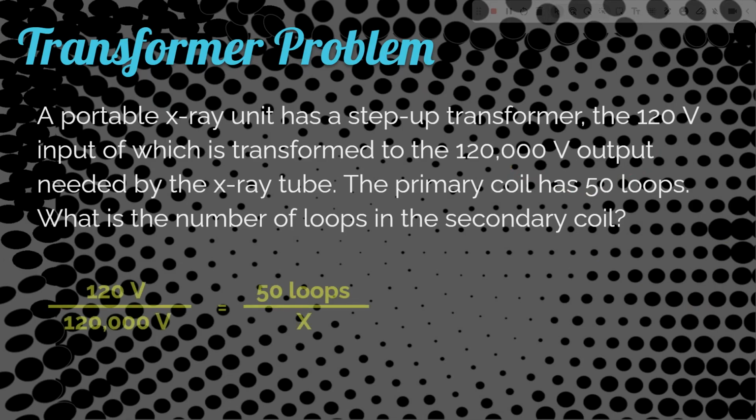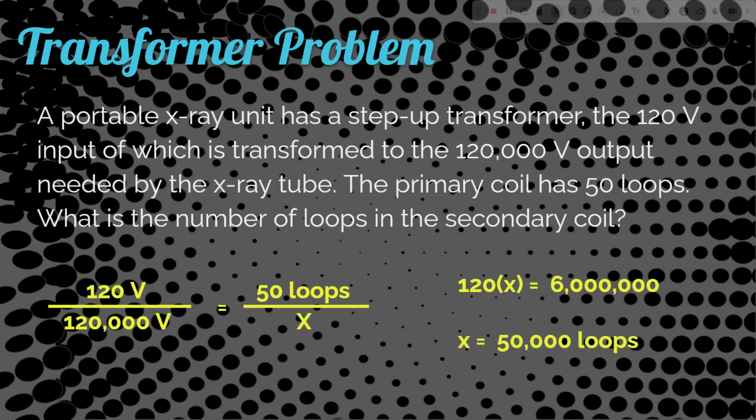But you can just set it up as a proportion. Okay, 120 to 120,000, 50 to x, and solve for x. If you're setting two fractions equal, cross multiply and then divide. So 120x equals 6 million, and then divide. There's your 50,000 loops, which of course is 1,000 times more than 50. That's the math for this unit, by the way. It's just proportions. So there's no other math other than this.